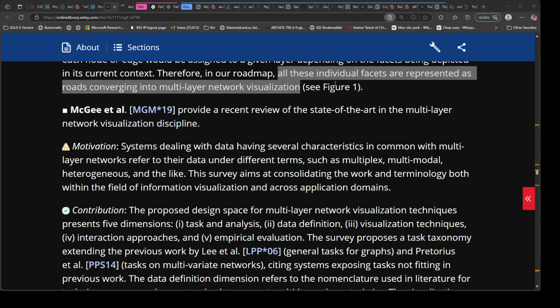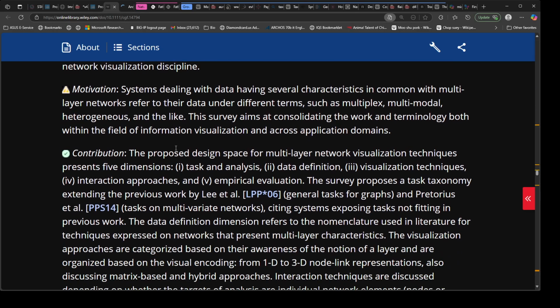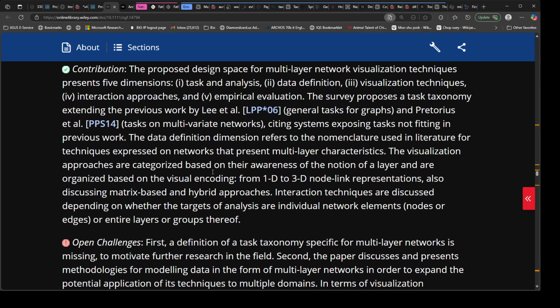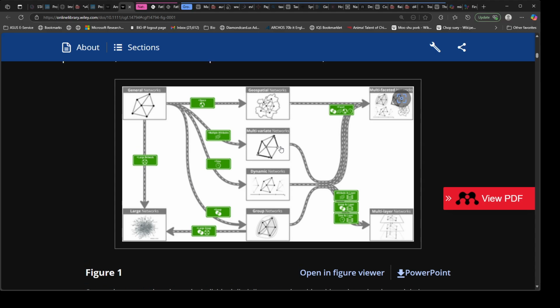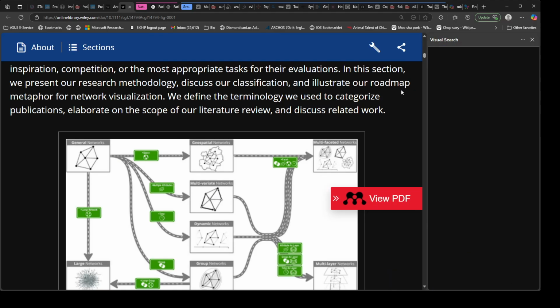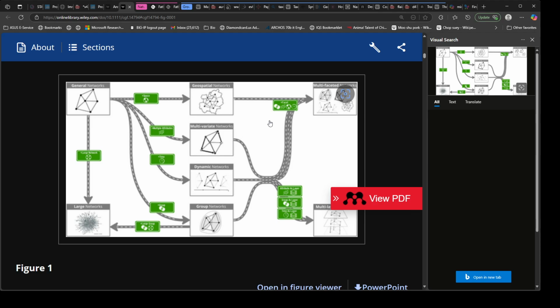Image contribution. The proposed design space for multilayer network visualization techniques presents 5 dimensions: 1. Task and analysis. 2. Data definition. 3. Visualization techniques. 4. Interaction approaches. And 5. Empirical evaluation. The survey proposes a task taxonomy extending the previous work by Lee et al., LPPO 06, general tasks for graphs, and Pretorius et al., PPS 14, tasks on multivariate networks, citing systems exposing tasks not fitting in previous work.